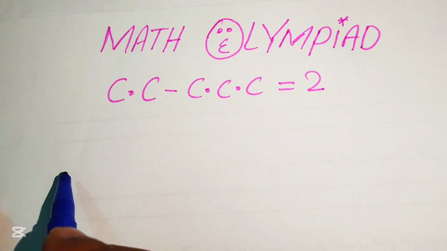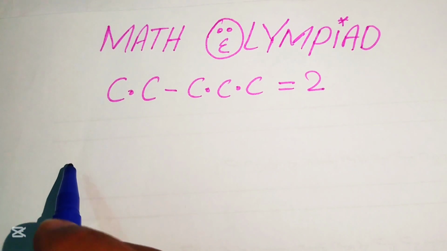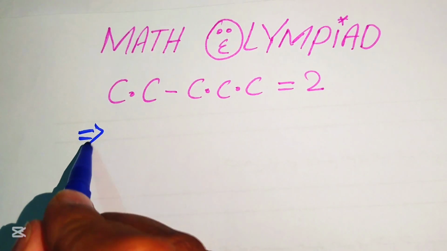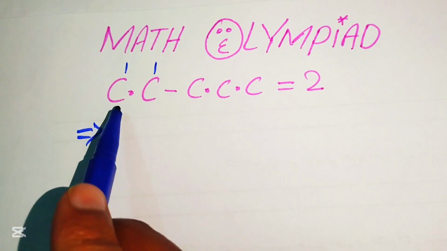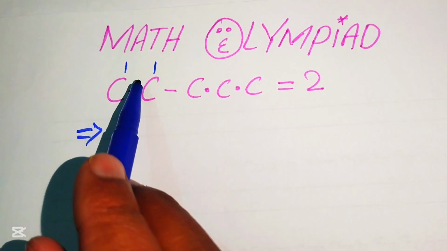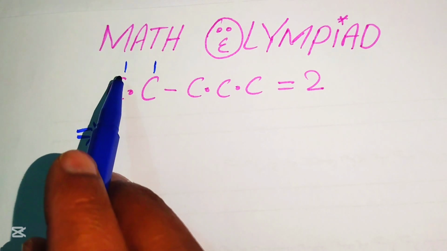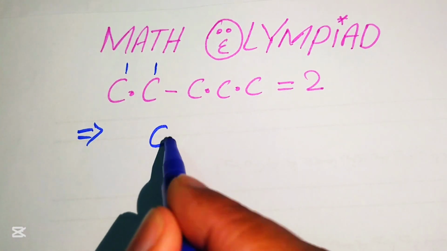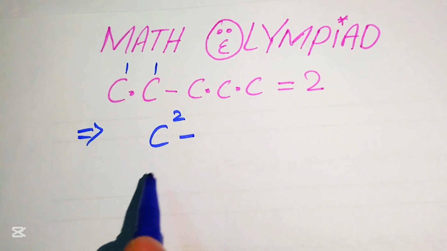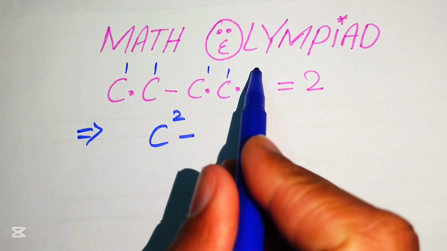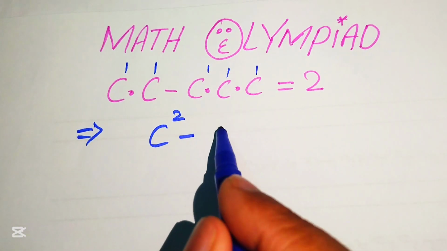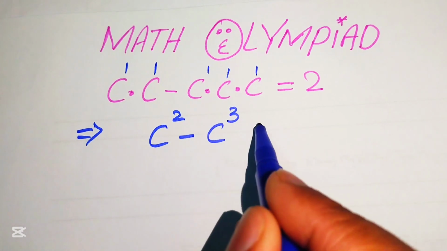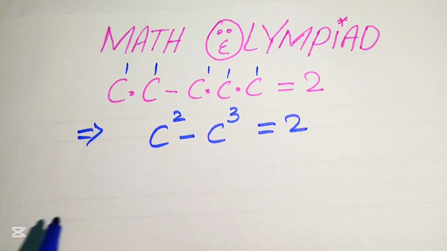So the very first step we are going to do is, you see that the exponent of these two terms is 1, and we know that the bases are the same, so we add the exponents. So c to the power of 1 plus 1 equals 2, so we write it as c square. Minus, here the exponent of these three c's is 1, so when we add these three ones, you get c cubed, and this equals 2.